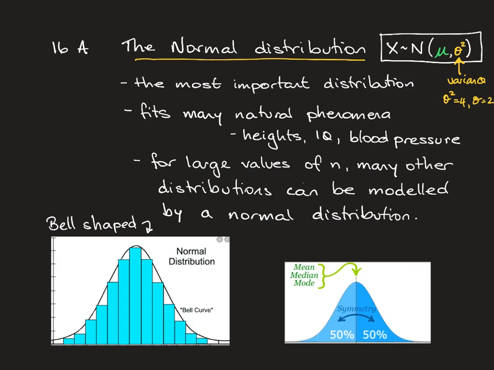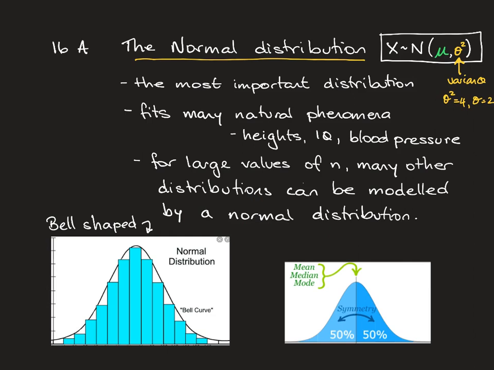Now we look at the normal distribution because it's one of the most important distributions that we have. It fits many natural phenomena like heights, IQs, blood pressure. And for large values of n, for many trials of other sorts of distributions, you can actually model the distribution that you get using a normal distribution.